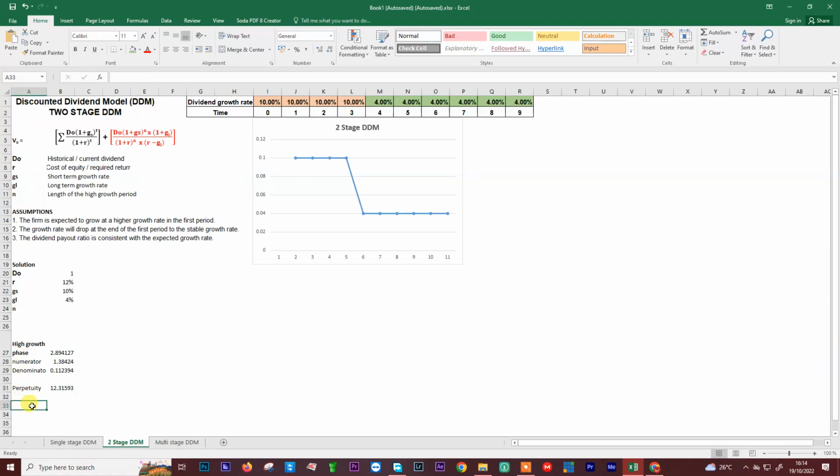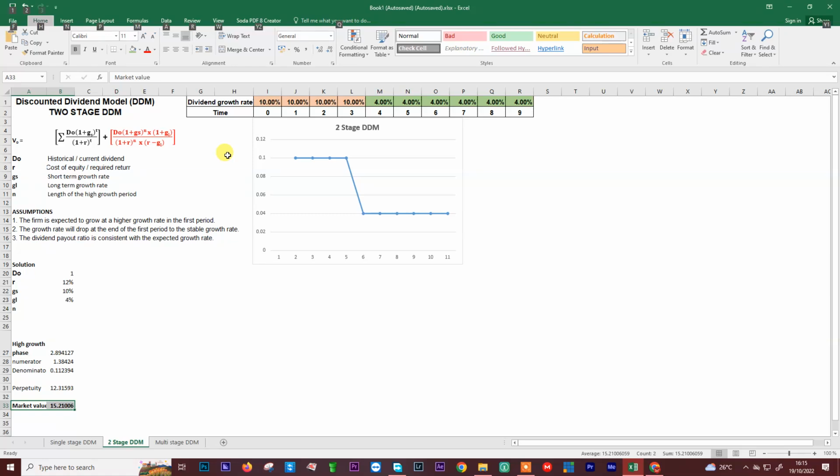So the V naught, our value, market value, is given as the high growth phase plus the perpetuity component there. How much do we get? 15.21. And this can be bolded as our value right over there. We can even decide to change the color.